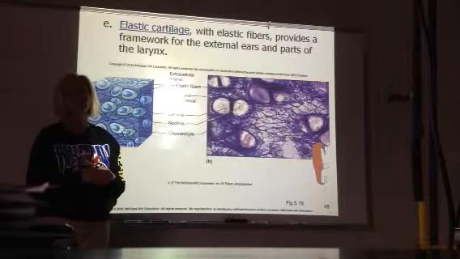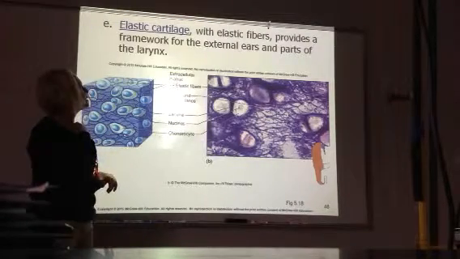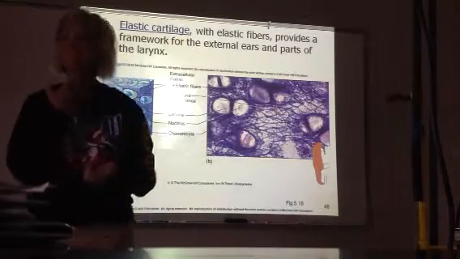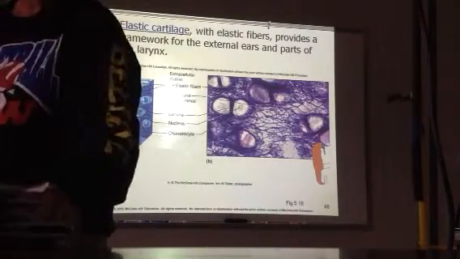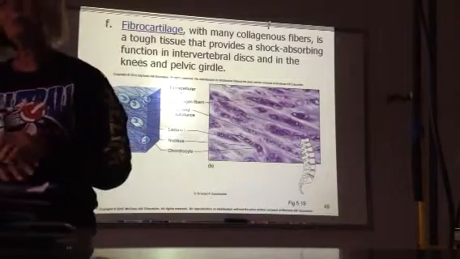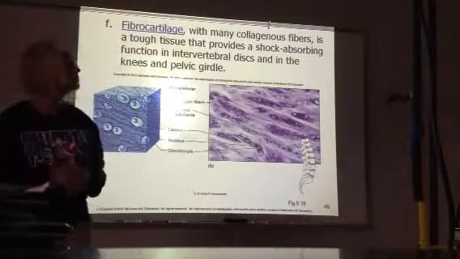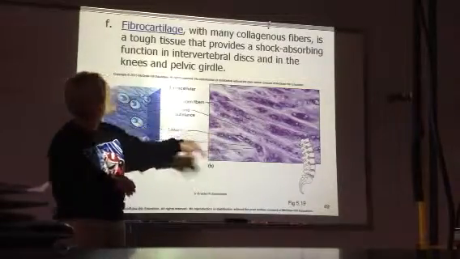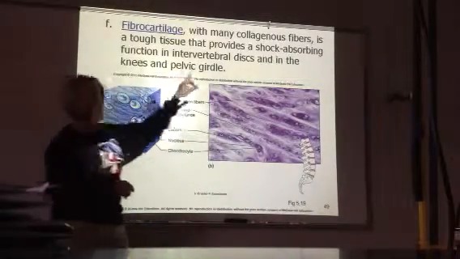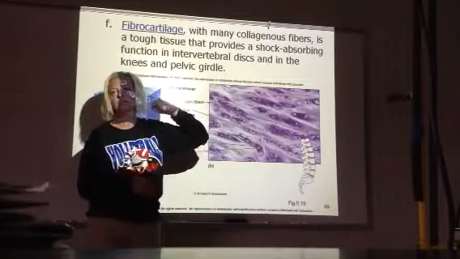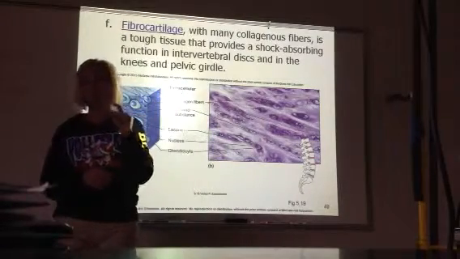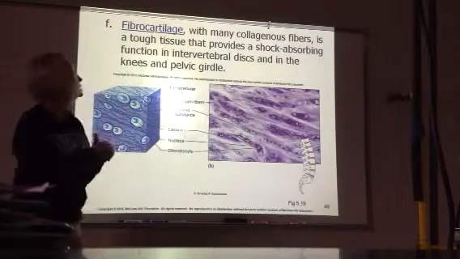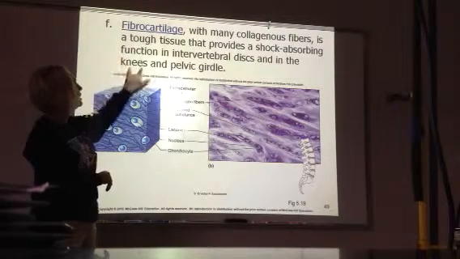Different form of cartilage. Your larynx and your throat is also made up of elastic cartilage, but you can't really see that. And fibrocartilage, fibrous cartilage, lots of collagenous fibers that you can see again. Big thing here is shock absorbing. So your intervertebral disc, the cartilage that's in between your bones, is fibrocartilage.